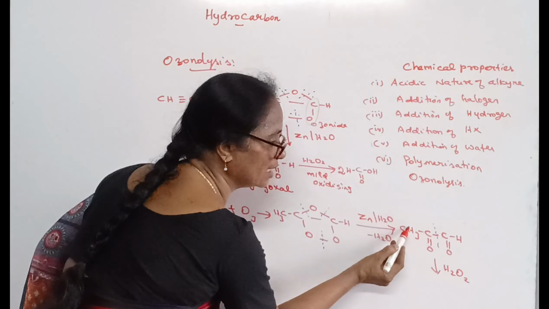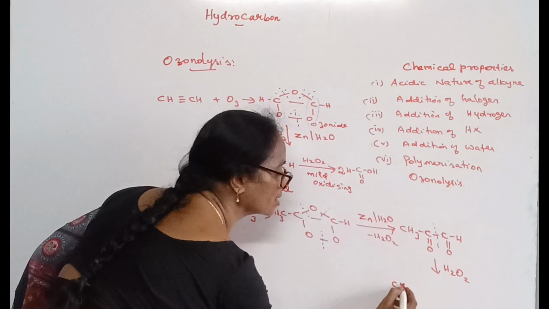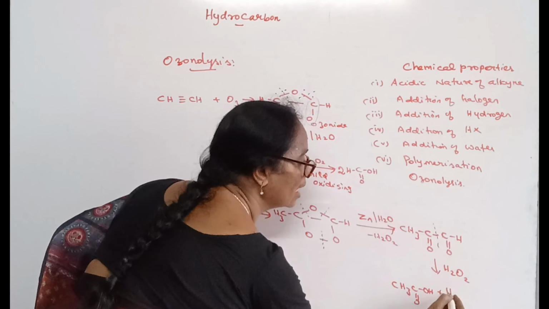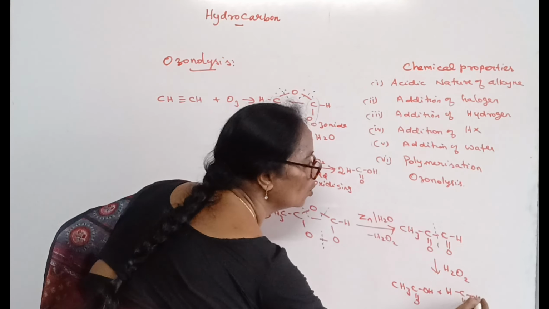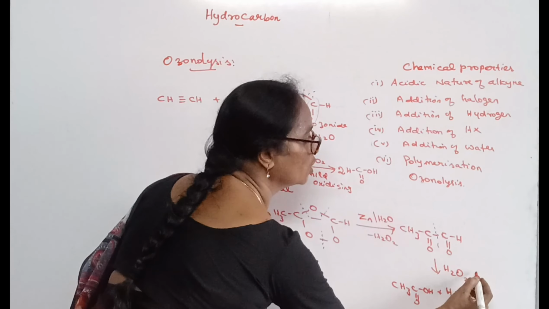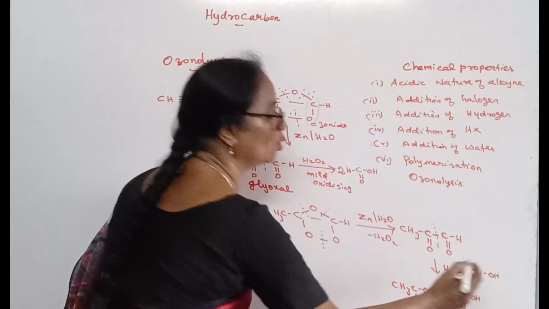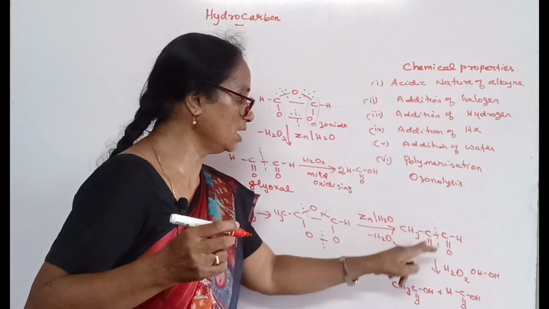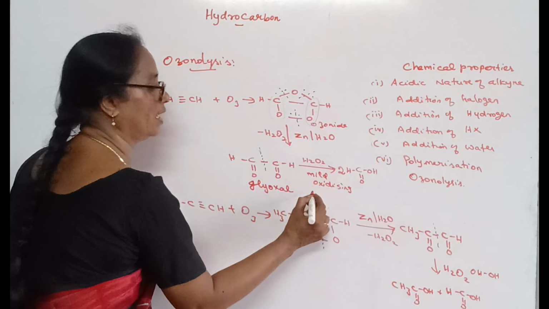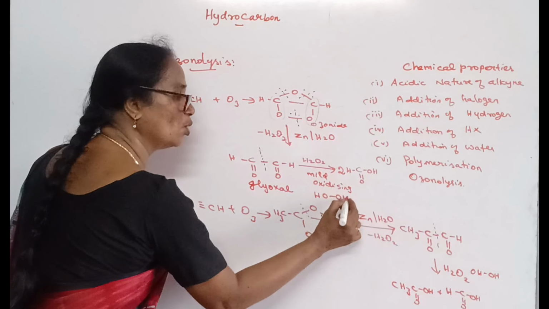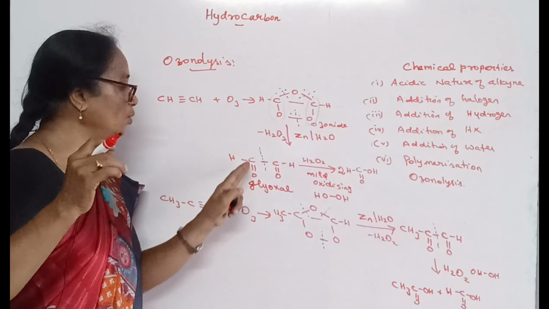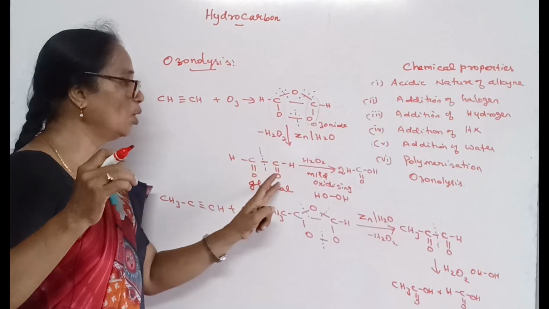So we will get CH3COOH and this one as HCOOH. So how are we getting the OH group? Simple, the H2O2 can be written like OH. So CH3COOH, HCOOH. Similarly here also we have OH from the hydrogen peroxide structure. So that makes HCOOH, HCOOH.